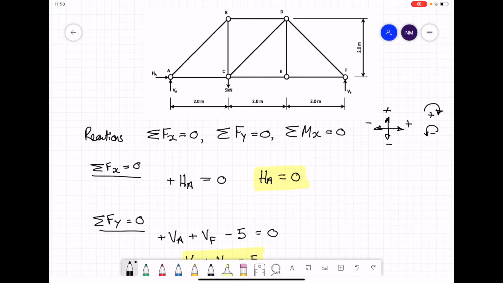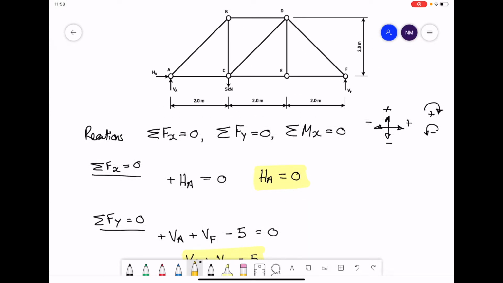Going back to our diagram here, consider each of these forces in turn as though it were on a piece of string, holding the end of the string at point A. How would the 5 kilonewtons want to rotate around point A? It would want to go around in a clockwise manner, therefore is a clockwise moment.